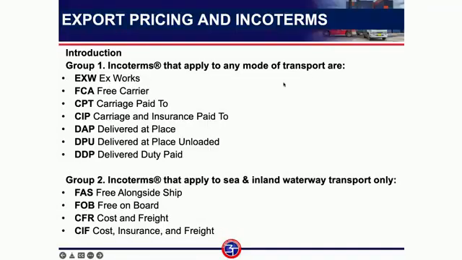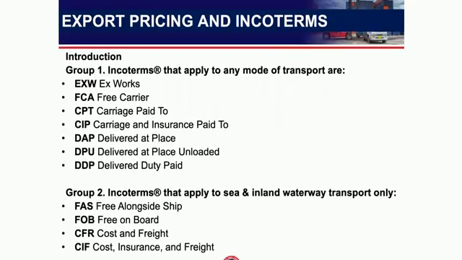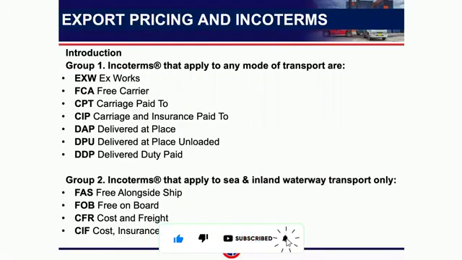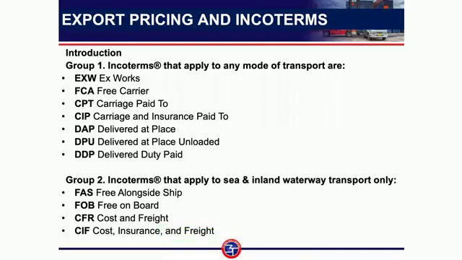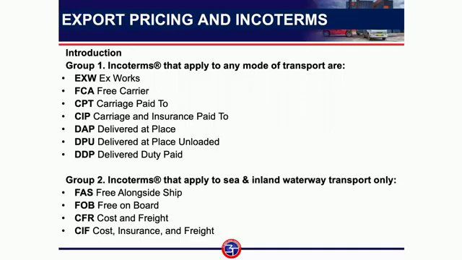There are two groups or categories of Incoterms. Category one is called multimodal. It's applicable to any mode of transport. Category two is called monomodal. It's only applicable to sea transport or inland waterway transport. Category one: ex-works, free carrier, carriage paid to, carriage and insurance paid to, delivered at place unloaded, delivered duty paid. Group two: free alongside ship, free on board, cost and freight, cost insurance and freight.